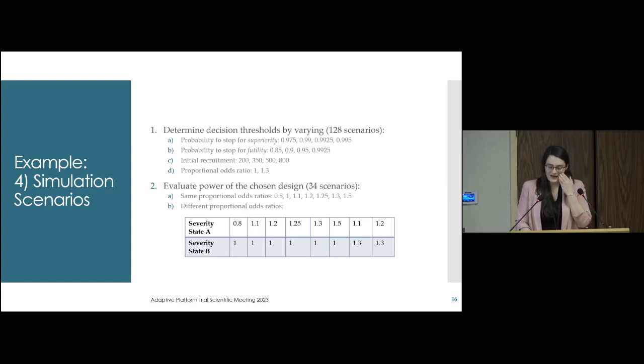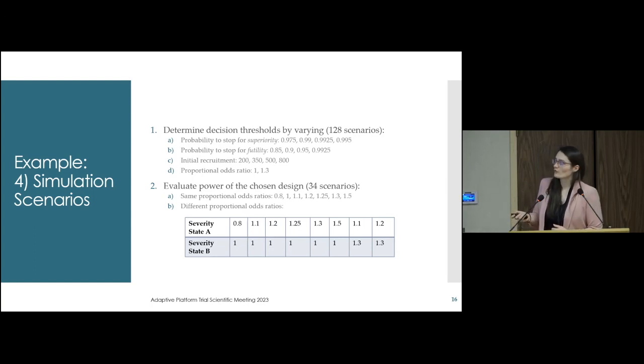And the way that we did that is we actually had 128 different scenarios where we varied the probability threshold to stop for superiority. So you can see these are very high values where we're looking to say we're really, really sure that this treatment is superior before we go forward and we say, yep, superiority. We also have probability thresholds to stop for futility. And again, these are much lower. So we're really looking for like a less conclusive signal for futility.